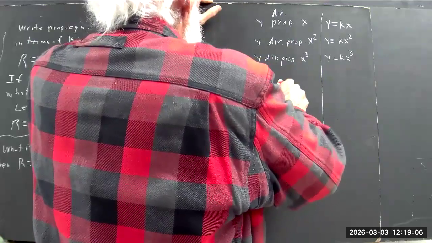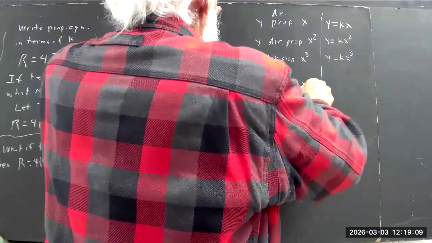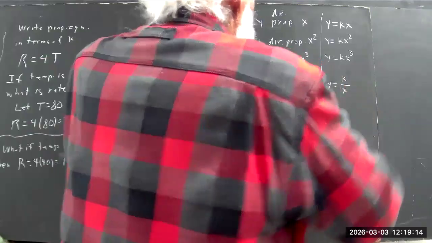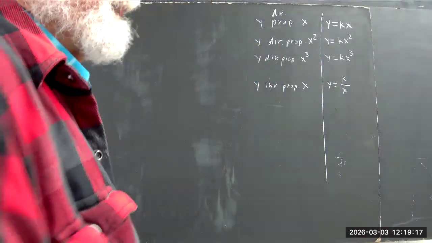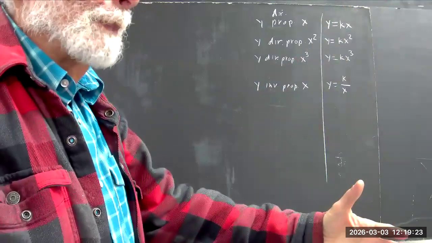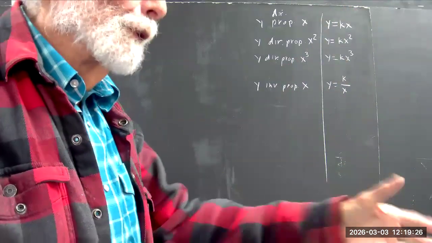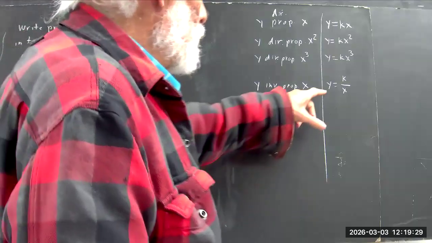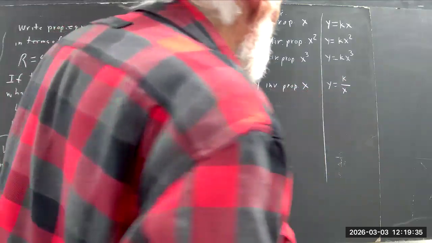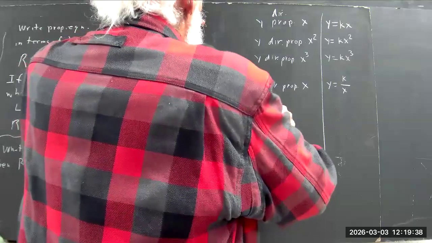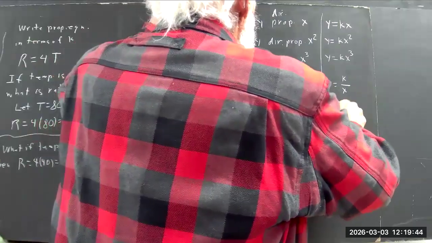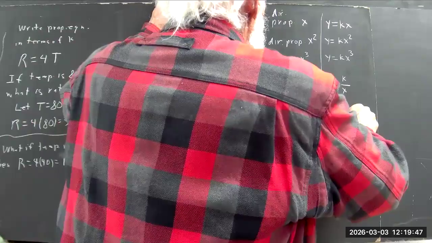Y inversely proportional to X means y equals k divided by x. The time it takes you to get from here to there is inversely proportional to how fast you drive. The faster you drive, the quicker you get there. And y equals k over x makes perfect sense. Okay? Then you could have y inversely proportional to x squared. It'd be like y equals k over x squared.